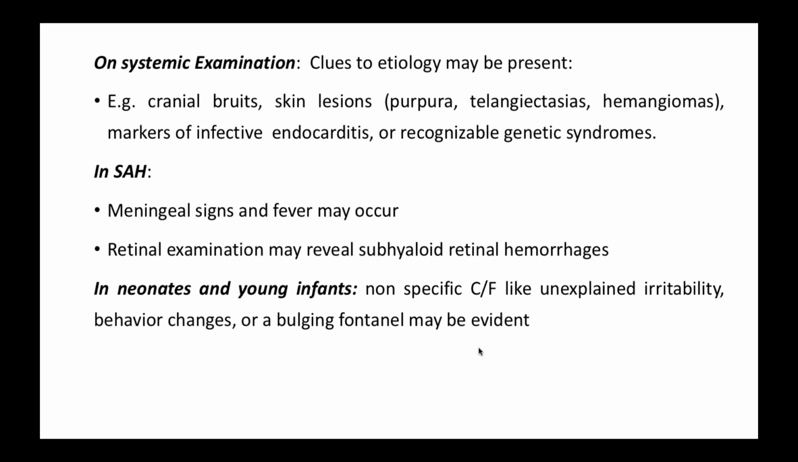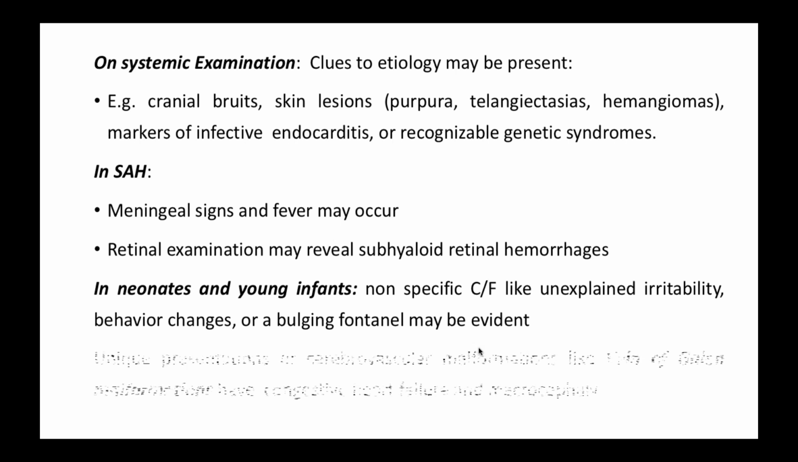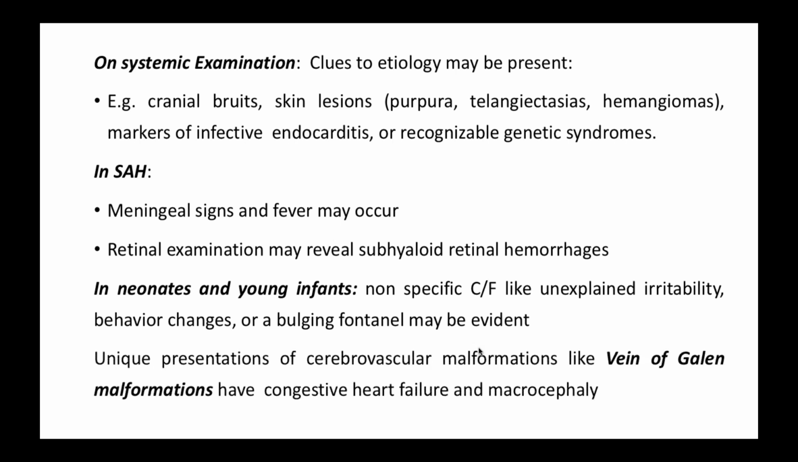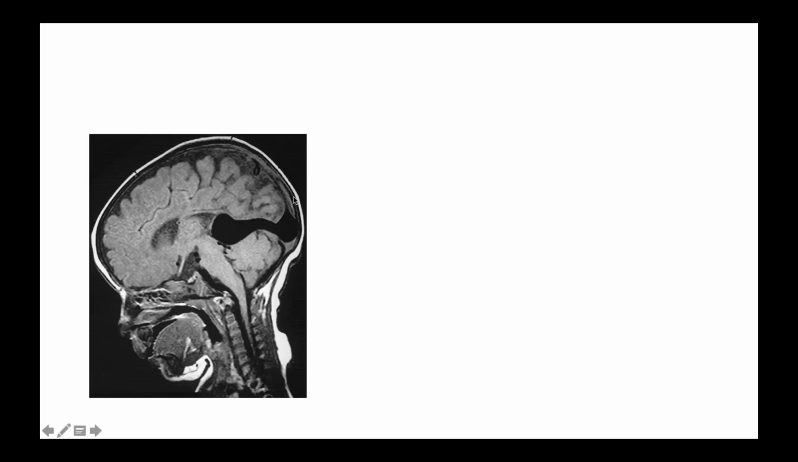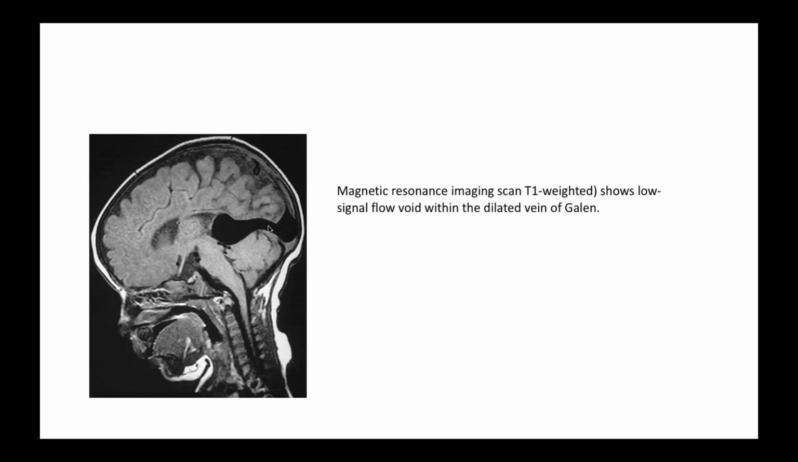How do young children and infants present? They will present with non-specific features like irritability, bulging fontanel, behavior changes. So again, you will confuse it with meningitis. So LP is required in these cases. And a unique presentation may be there in vein of Galen malformation, where they can present with macrocephaly and congestive heart failure. So this is a vein of Galen malformation. You can see in the MRI image, there is a low signal void within the dilated vein of Galen. Okay, so this is the sagittal section.